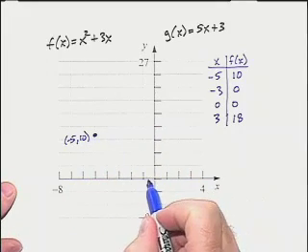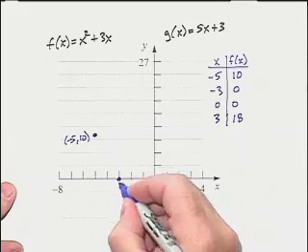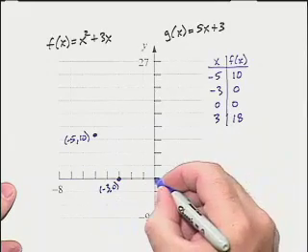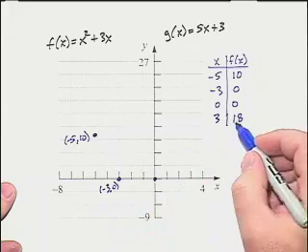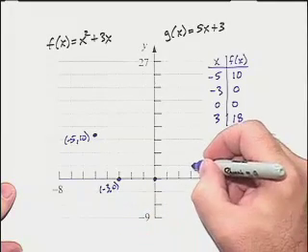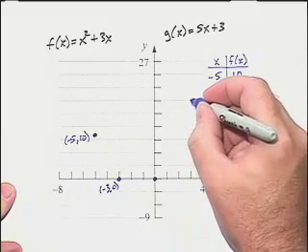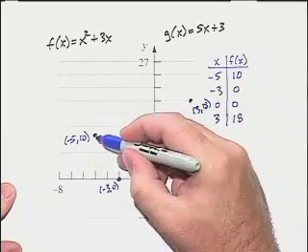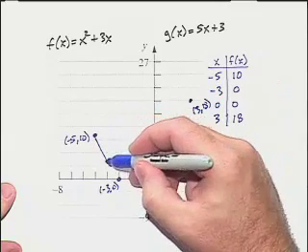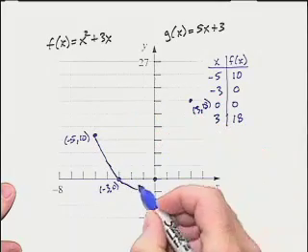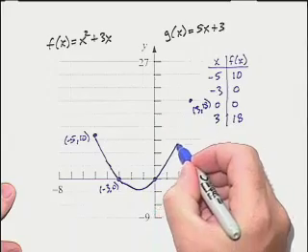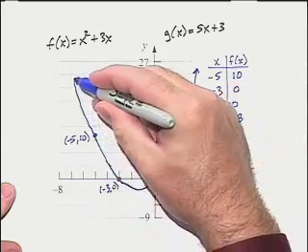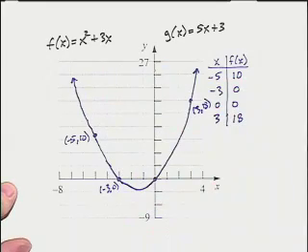Plot the point negative 3, 0. 1, 2, 3, 0. Point 0, 0 is the origin. And then the point 3, 18. You get 3, 3, 6, 9, 12, 15, 18. We'll go ahead and connect these dots. Recognizing that f of x is a quadratic, so the graph is a parabola, we get our rough graph of f of x.